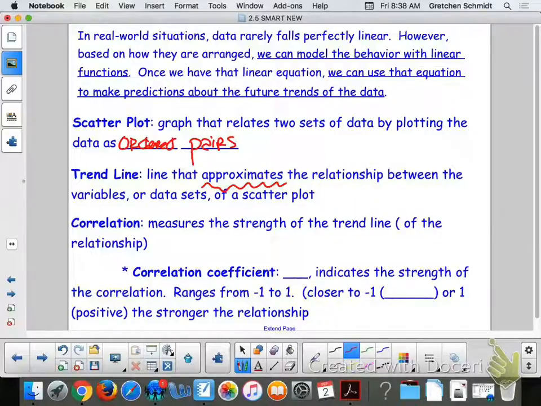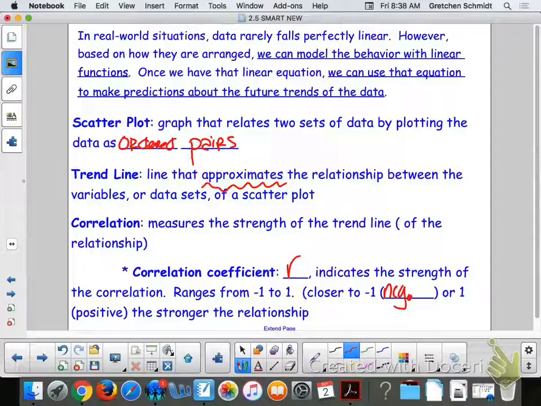The correlation, and this will all make more sense once we start actually looking at them, the correlation just measures how strong it is. So is it a good line? Is it a bad line? Things like that. The correlation coefficient, we'll talk on Tuesday about R. R is a variable. R just tells you, is it a good line? Is it a bad line? It only ranges from -1 to 1. Closer to -1 means it has a negative slope. Or if it's 1, it has a positive slope.